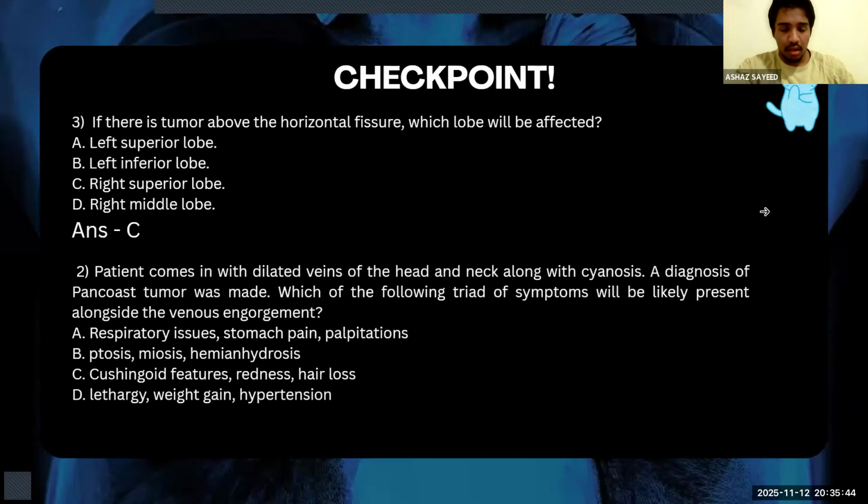Okay? Now you have a patient who comes in with dilated veins of the head and neck along with cyanosis. A diagnosis of Pancoast tumor was made. Which of the following triad of symptoms will be likely present alongside the venous engorgement? This is a tricky question. Take your time and try to solve it.